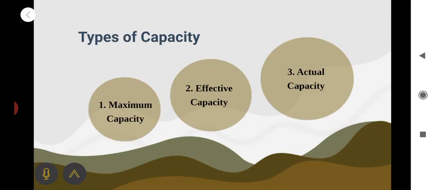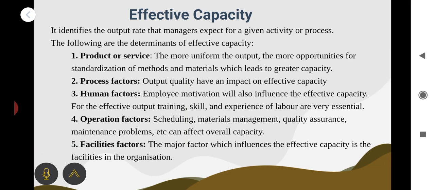Another important capacity is effective capacity. It is somewhat different from maximum or highest capacity. The output rate that managers expect from a given activity or a process is called effective capacity. It is an expected rate. We are all expecting some results from the students. It may vary from student to student. It's rational.